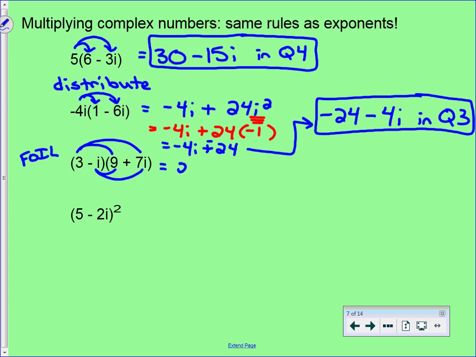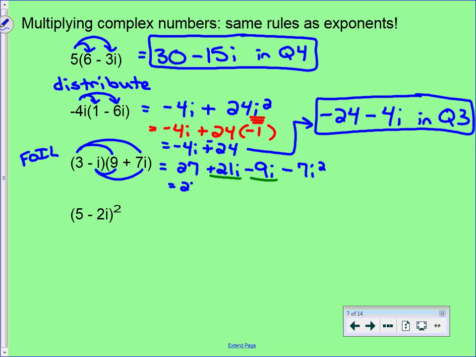3 times 9 gets you your 27. 3 times a 7i gets you a 21i. Your -i times 9 gives you a -9i. And last but not least, a -i times a +7i gets you a -7i squared. Our goal is to simplify by combining any like terms that we have. And in this case, we have a couple that both have i's in them.